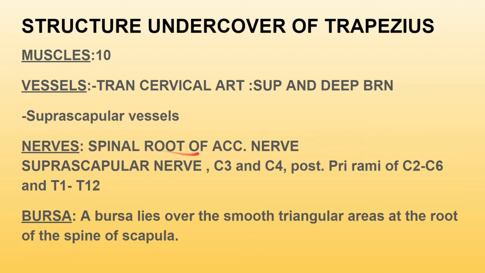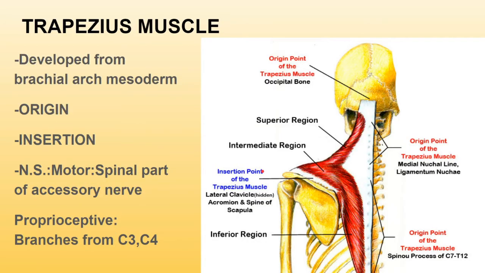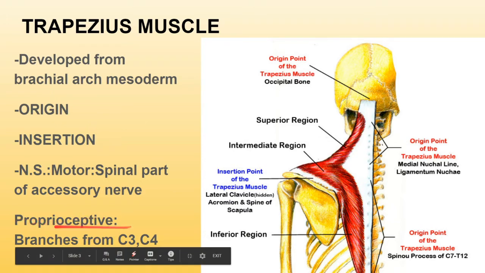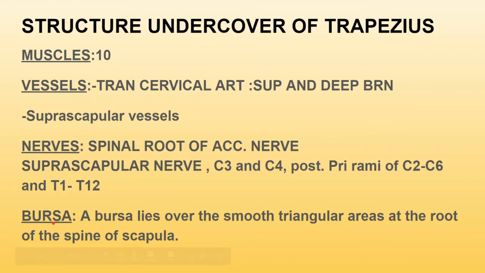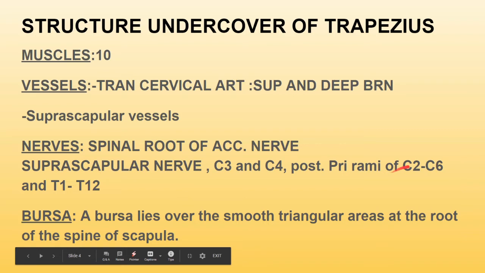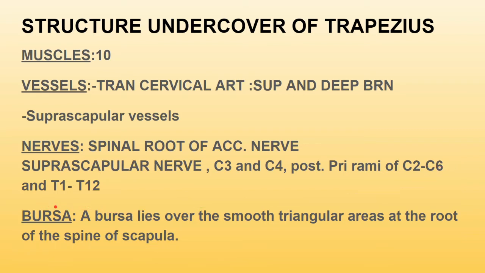So spinal root of accessory nerve, then the suprascapular nerve. So remember, suprascapular nerve and artery both are present. And the C3 and C4, if you remember, C3 and C4 actually supplies the proprioceptive supply of this muscle. So C3 and C4 also. And the posterior primary rami of C2 to C6 and T1 to T12 pierces the muscle to become the cutaneous nerves. And a bursa also.